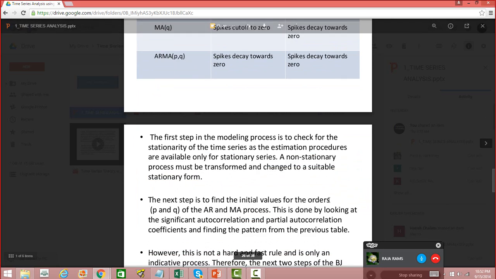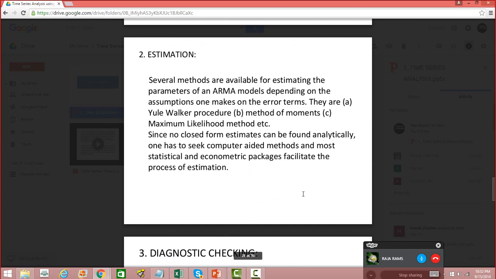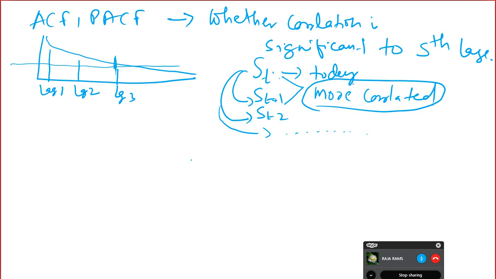Let me see if I have the curves. Okay, I don't have the curve.